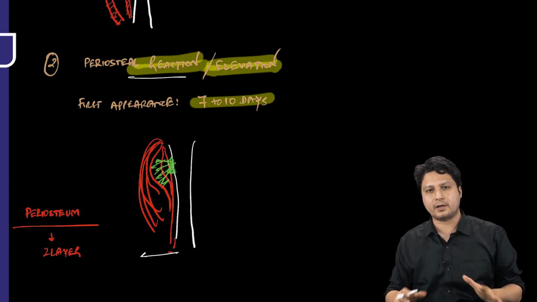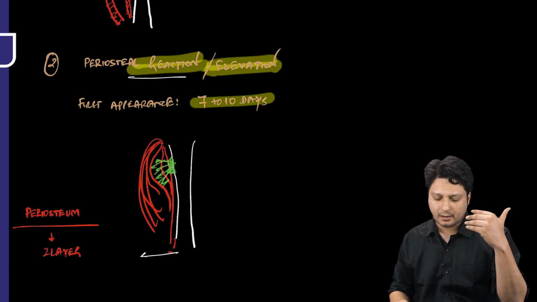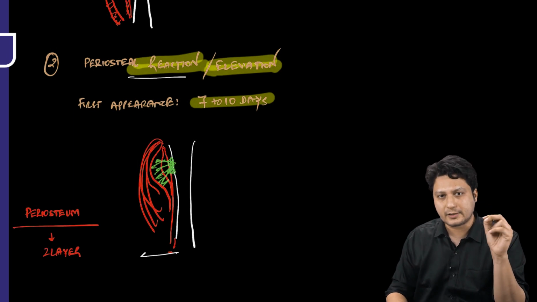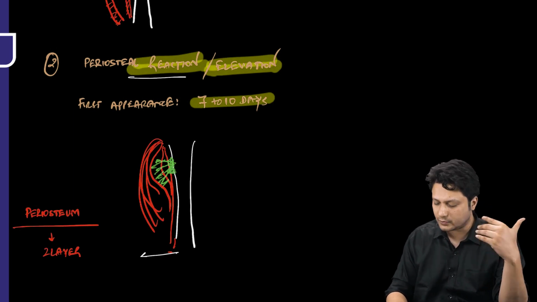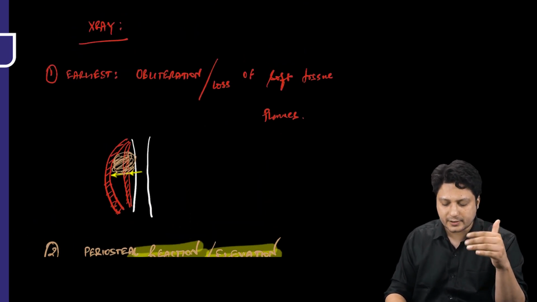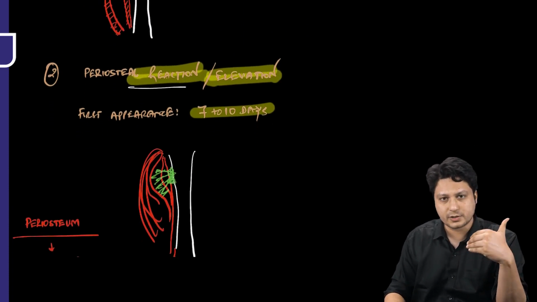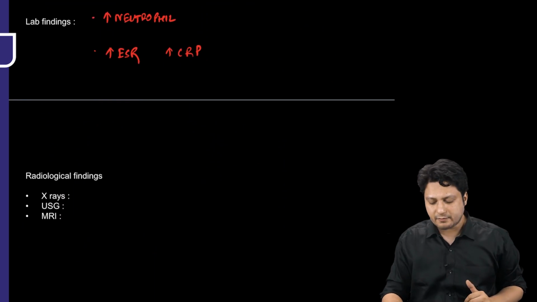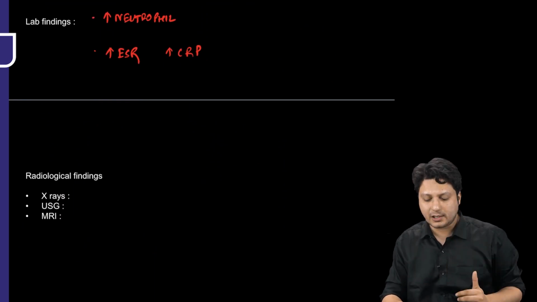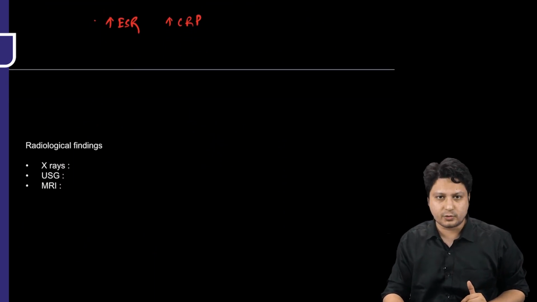Hope you have understood everything related to the X-ray findings. So, two X-ray findings that you have to remember in case of acute osteomyelitis: one is the obliteration or the loss of the soft tissue planes, and the second one is the periosteal reaction or periosteal elevation. Next investigation that is essentially very important is the ultrasonography.